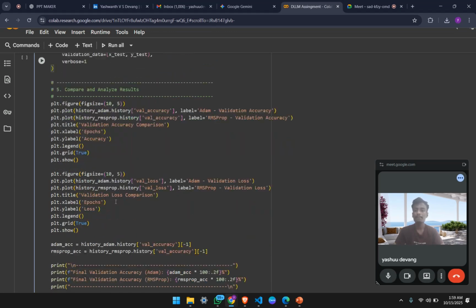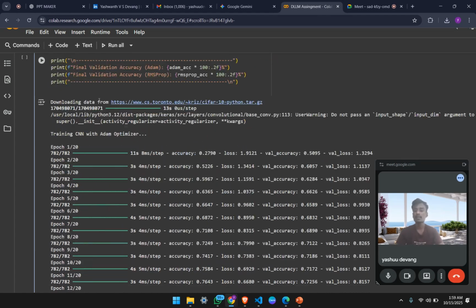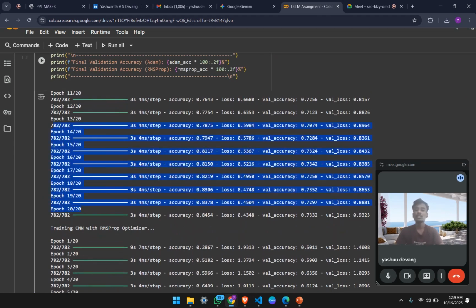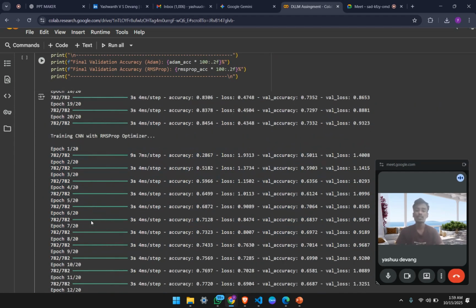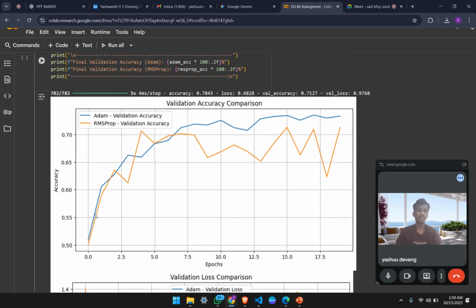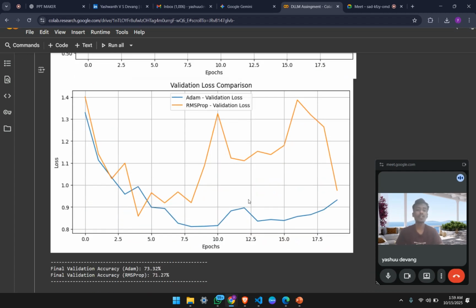After that, we are going to compare the results, which is better and which is not. After training, as I mentioned, I have used 20 epochs. So you can see here, this is my validation curve, the accuracy comparison of Adam and RMSprop. These are my two validation curves for my dataset. And this is the loss one.